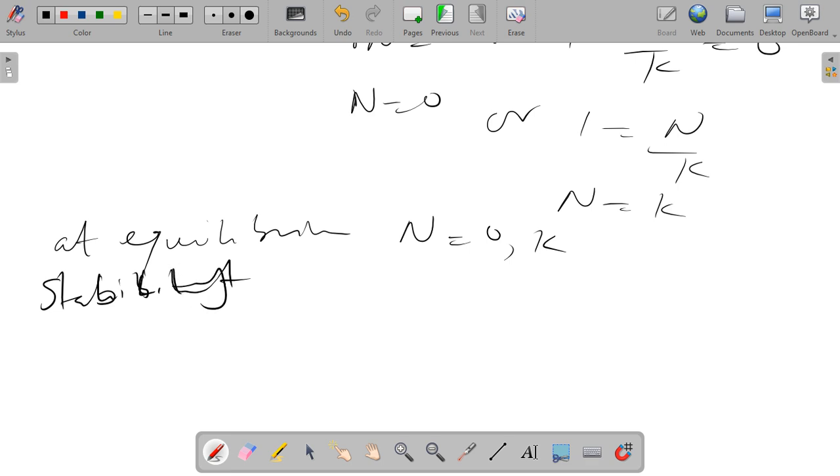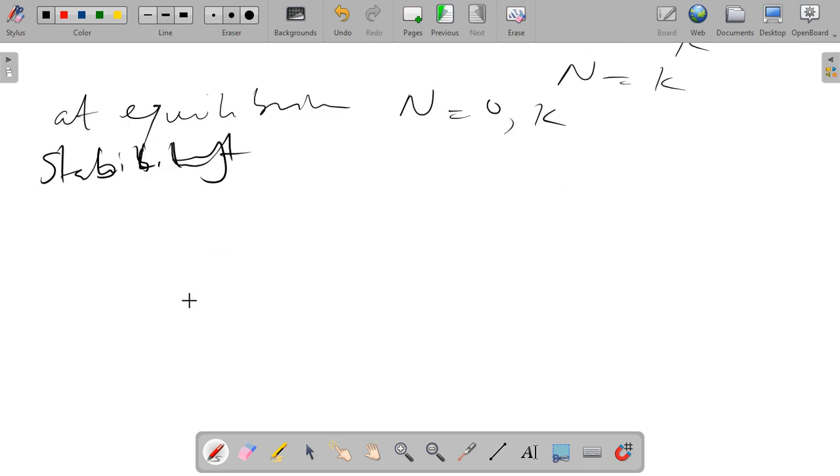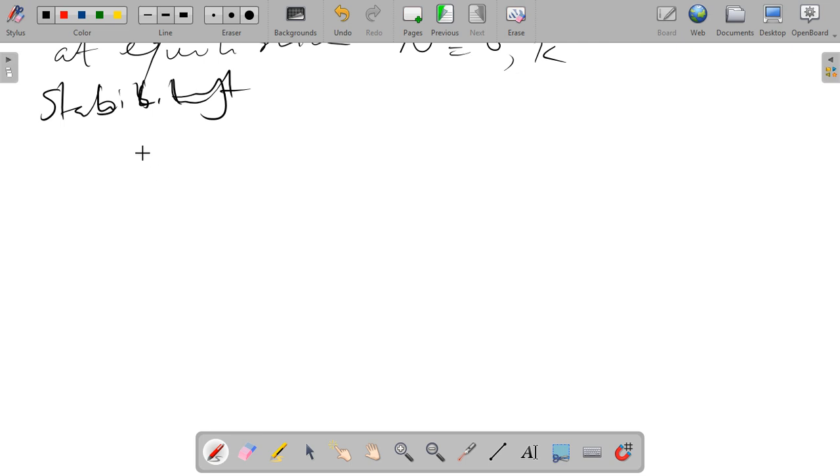Okay, for the stability, let's first of all find f prime of n star. And f prime of n star is the same thing as the function we are given, because it is dN/dt, which is the same thing as f prime. So we have that rN(1 - N/K).